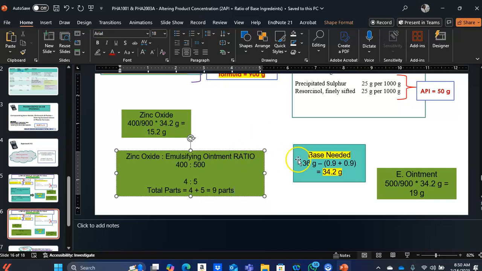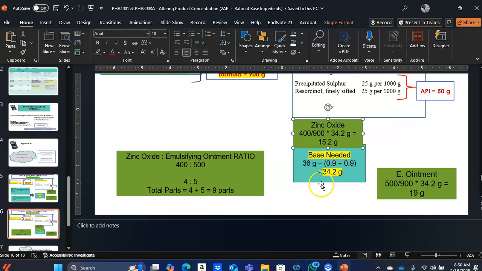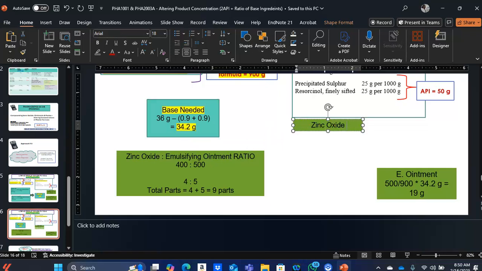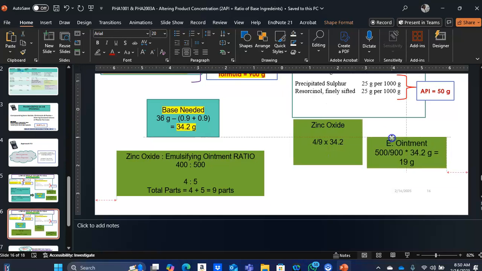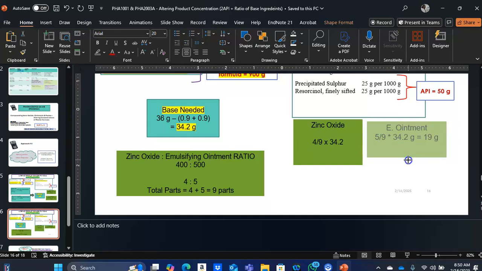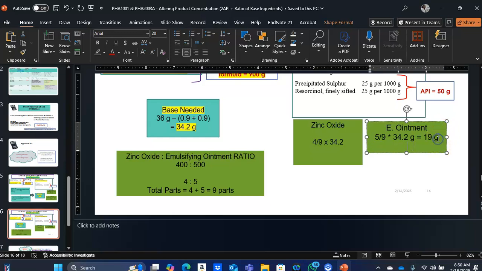So there's another way you could have done the calculation for the zinc oxide using the ratio and the parts idea. We know the base that we want. And so here it would be 4 parts, which is no different. 4 out of the 9 parts times 34.2. And you'll get the same answer. The zinc oxide is the same thing. If you look, see, 5 over 9, 500 over 900. So the parts would be 5 over 9. And that's how you also get the same calculation.